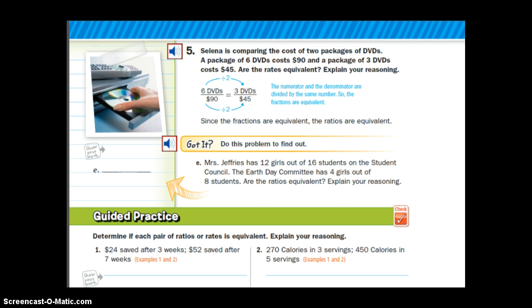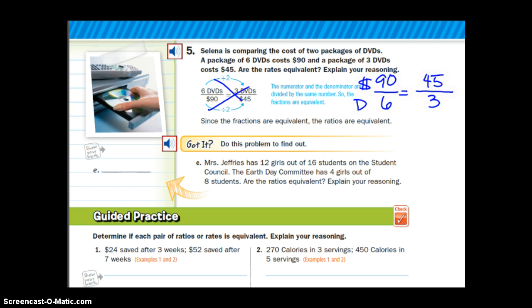Doing great. Hopefully you've turned the page. Selena is comparing the cost of 2 packages of DVDs. A package of 6 DVDs costs $90 and a package of 3 costs $45. Oh my goodness, they did it again. We're not going to look at theirs. Everybody cross it out. We're going to put money on top and DVDs on bottom. So 90 for 6 and $45 for 3.